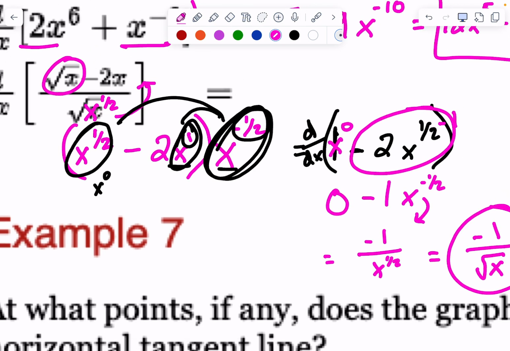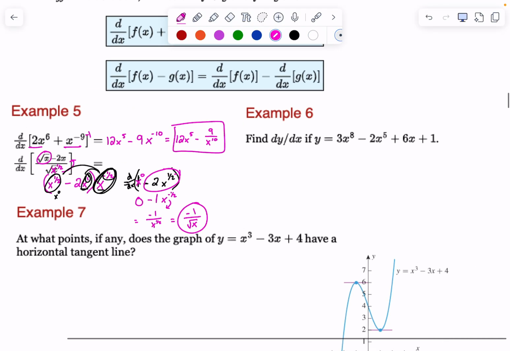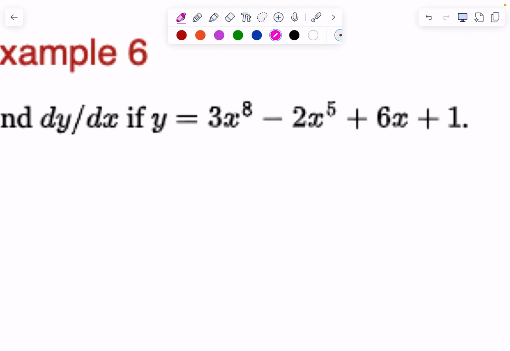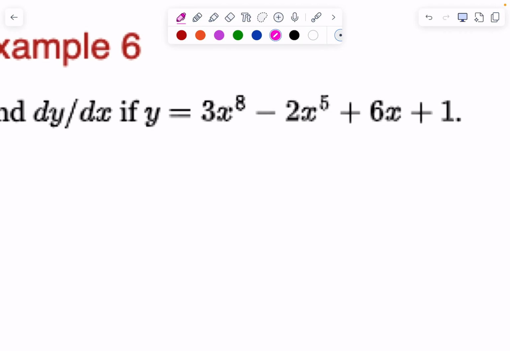Let's do example 6 and we'll stop. This one has how many terms? 4. Let's find the derivative of him. So what's the derivative of 3x to the 8th? 24x to the 7th, minus 10x to the 4th. Correct? Plus 6, because this is to the first, right? The derivative of x is 1, so 6. Plus 0. The 1 goes away, right?